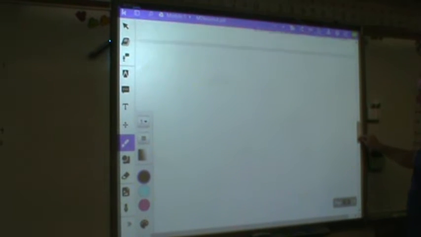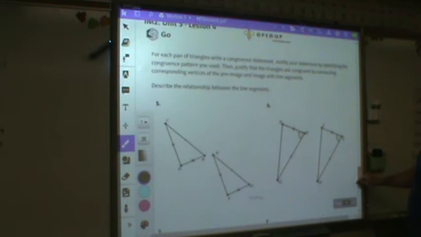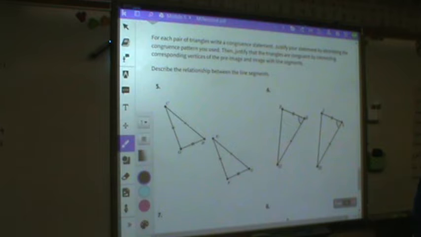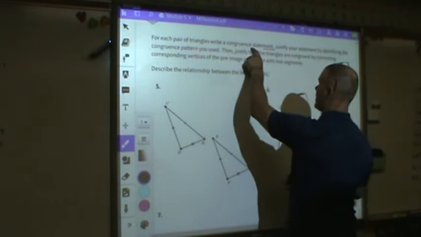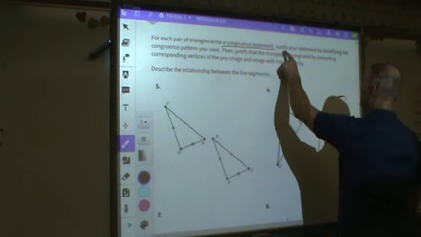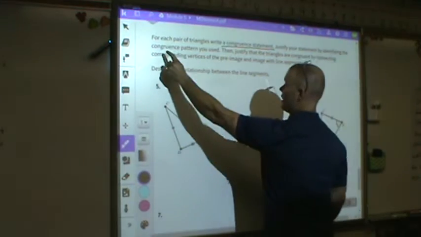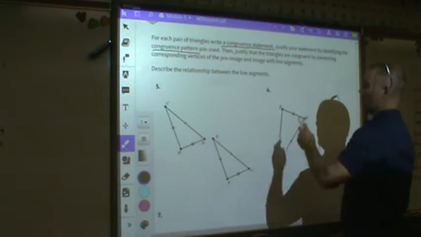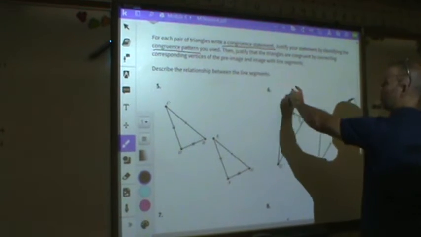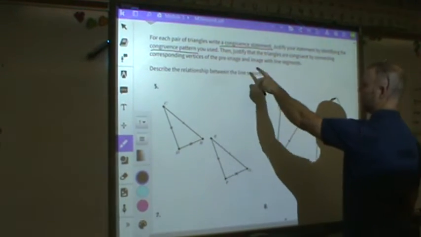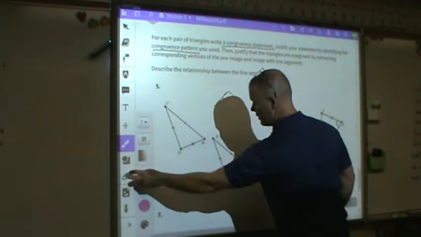Lastly, I told you 28 was blank. This one, I'm going to show you 5. For each pair of triangles, write a congruence statement. I need to justify by identifying the congruence pattern used. So it wants a congruence statement and a congruence pattern. That's going to be easy. Then it says to justify that the angles are congruent by connecting the corresponding vertices of the pre-image to the image. So we have a couple of new things that we're going to discuss here.